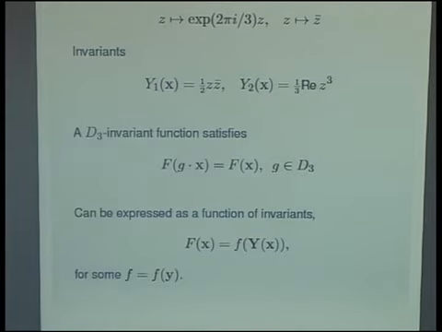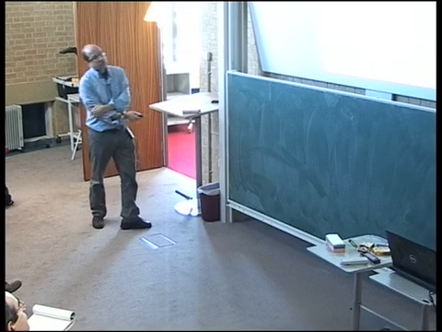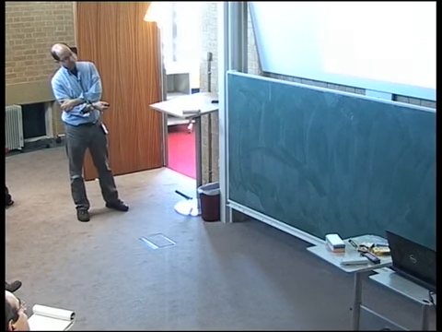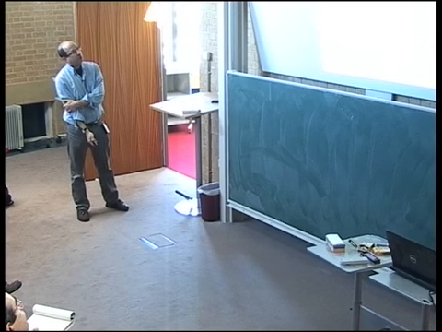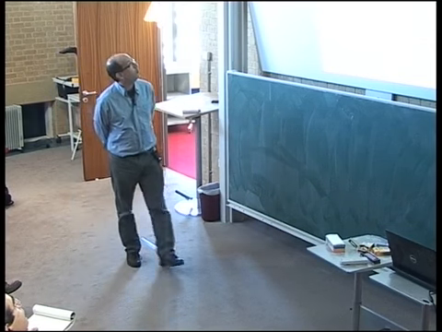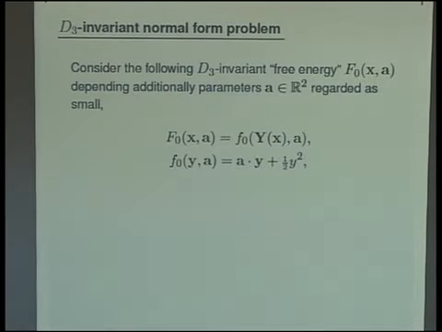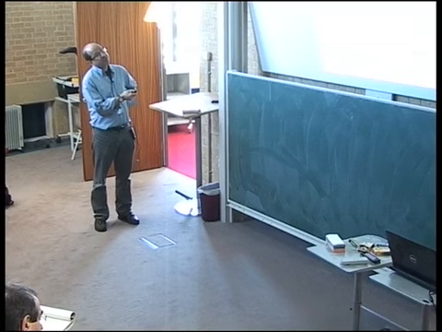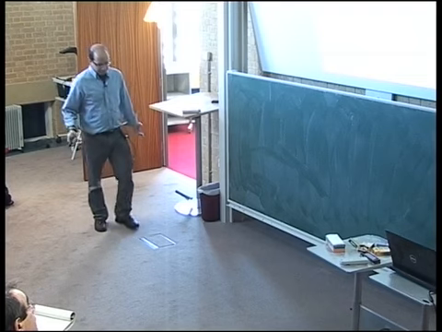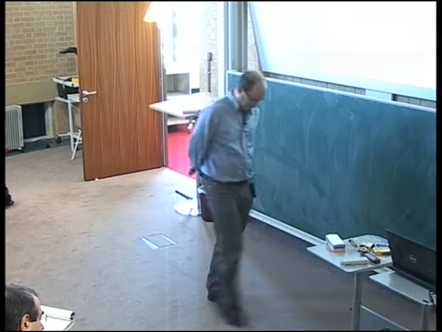So I'll use the convention big F for functions of the original variables, and small letter for the corresponding function of the invariants. Okay, so now I'll introduce this normal form problem. So we've got some function, call it f naught, which depends on variables x, but also on some external or additional variables, which I'll call a, also living in R2, and they'll be regarded as small as well. And I'll take f naught to be of this form, expressed in terms of the invariants. It's written like this, linear plus quadratic term, and the linear term is small in these parameters a. So that's the normal form.